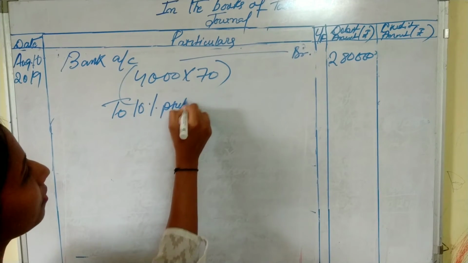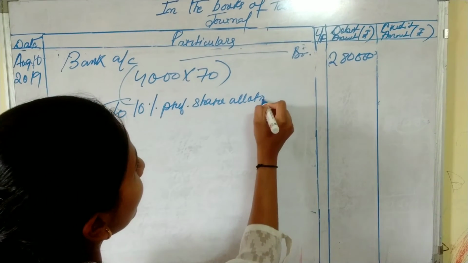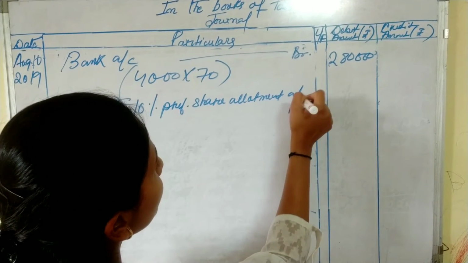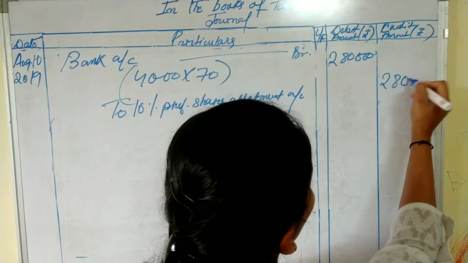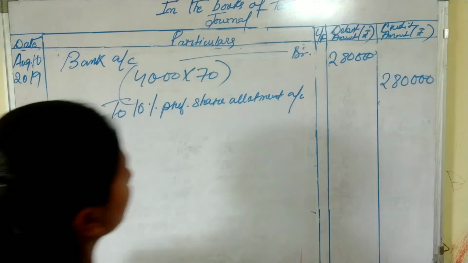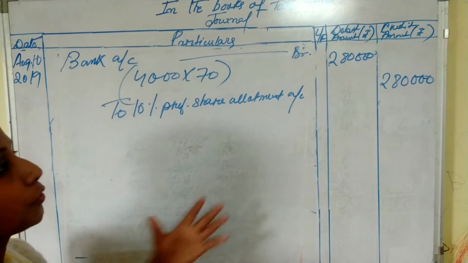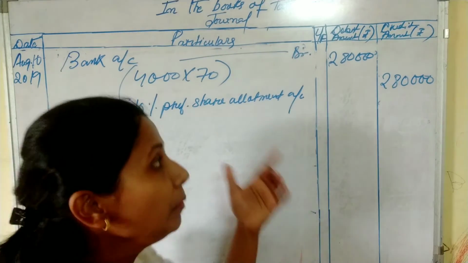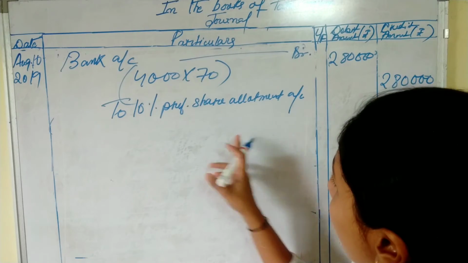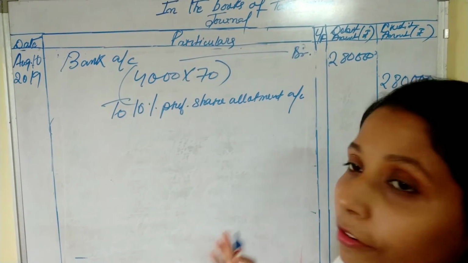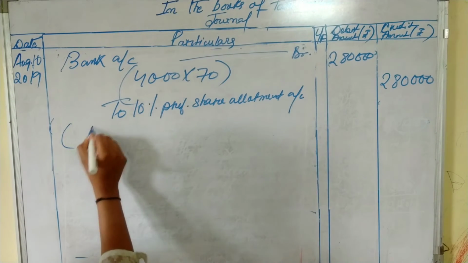10% preference share allotment account, 2,80,000. See, in this entry the company has received including premium amount, including premium rupees 20, including premium amount for share allotment. So now we'll write the narration.